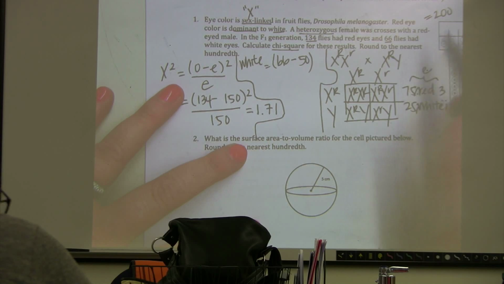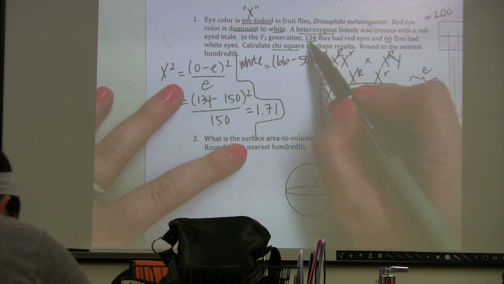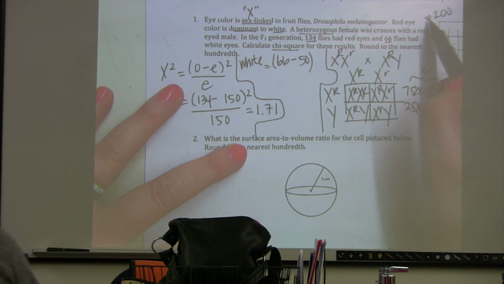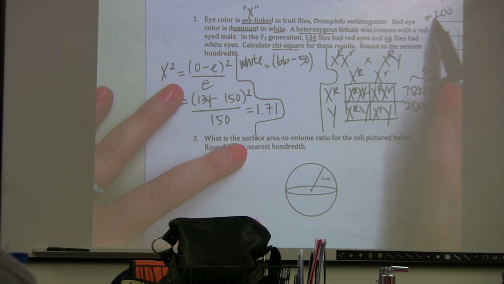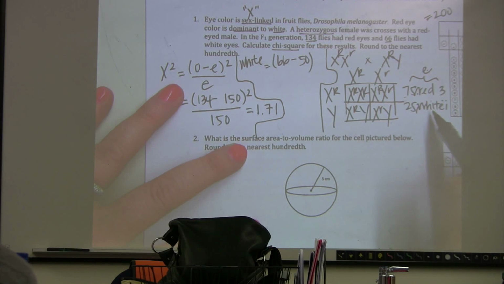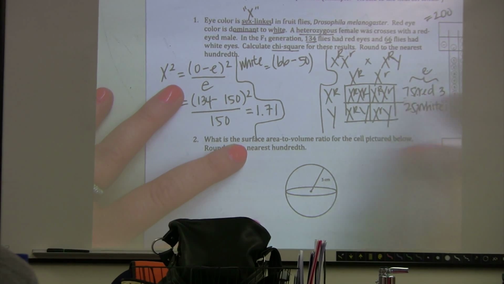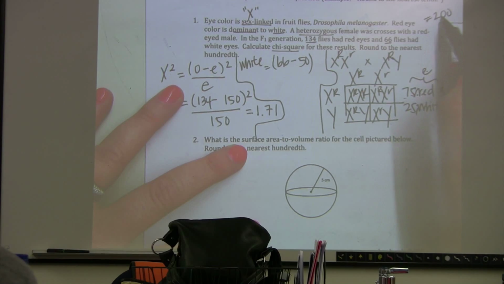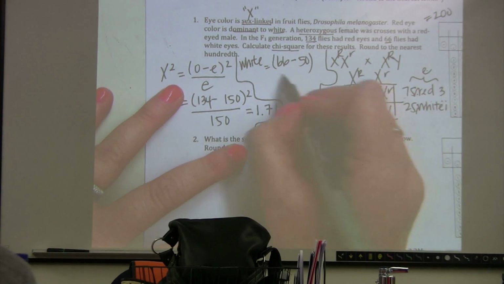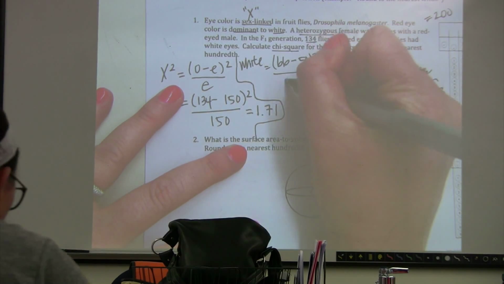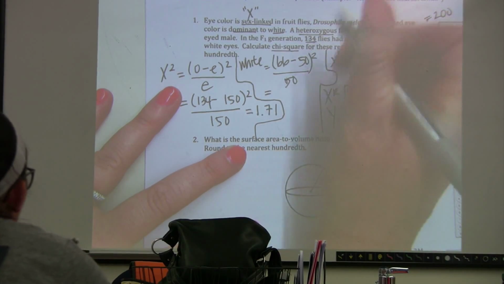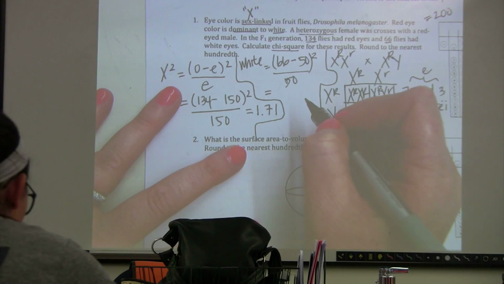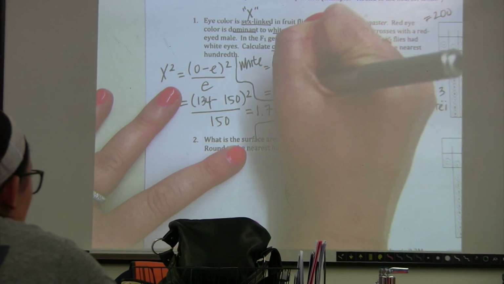Is everyone with me? Let me do that again. We have a total of 134 plus 66, which adds up to 200 flies. We said 75% of them are red, meaning 150 of the 200 are red, and that leaves 25%, which will be white. So plugging in, it should be over 50. Don't forget your squared. What's your value? 66 minus 50, squared, over 50. 5.12. Everyone get that?